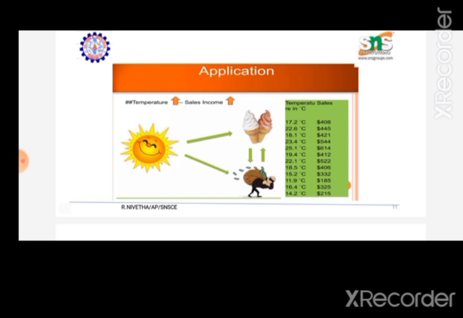Next, another example. Temperature and sales income: if the temperature increases, sales will also increase.